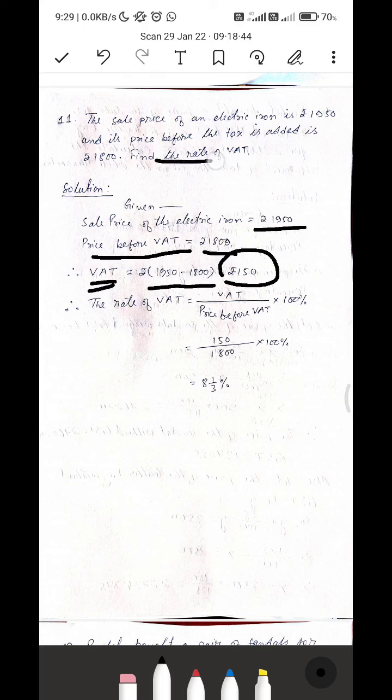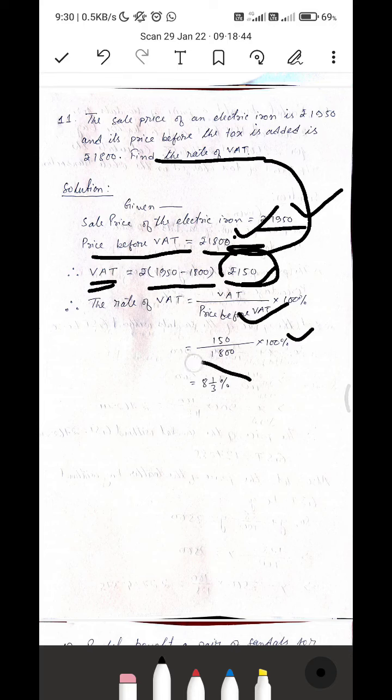We have to calculate the rate of tax. So the rate is equal to VAT divided by the price before tax. Always remember, the percentage is expressed in terms of the price before tax, not the price after tax. So VAT divided by price before tax multiplied by 100%. 150 divided by, just replace the values, 150 is the tax amount, 1800 is the price before tax or price before VAT, multiplied by 100%. After cancelling out all the common factors, it will give you the answer as 1/3%. You can cancel out the common factors yourself, students. In case of any problem, please inform me.